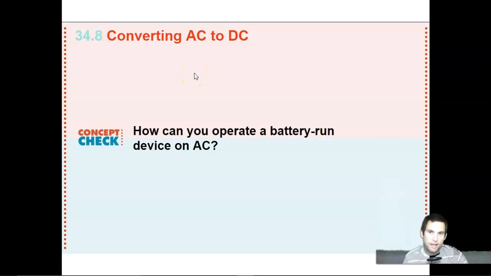So, concept check. How can you operate a battery run device on AC? Think about, research. How does it work in the opposite direction? How does a DC to AC converter work?